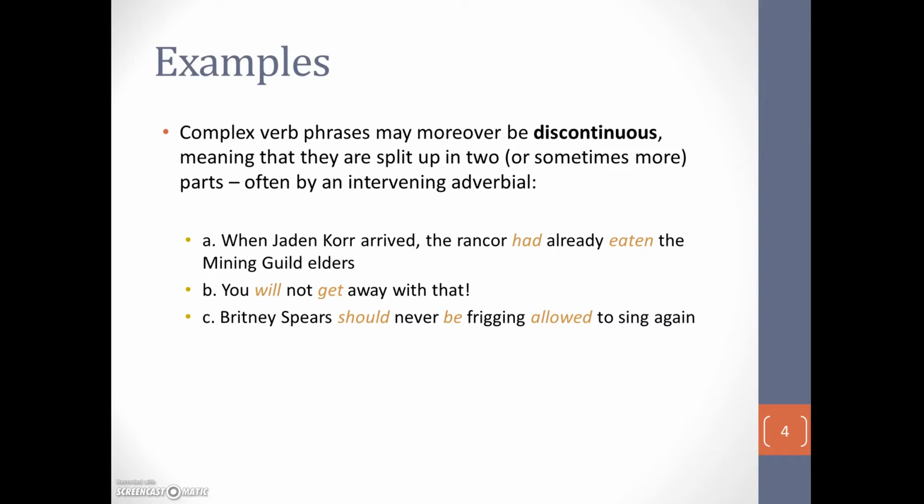So had already eaten, so already is an adverb, and it sort of comes in between had, which is the auxiliary, and eaten, which is the main verb. And we can see down in C that we can actually separate a complex verb phrase into 3. So we can actually have this tiny adverbial in between each of the verbs in the verb phrase here. So Britney Spears should never be friggin' allowed to sing again. All right, so these are called discontinuous verb phrases.